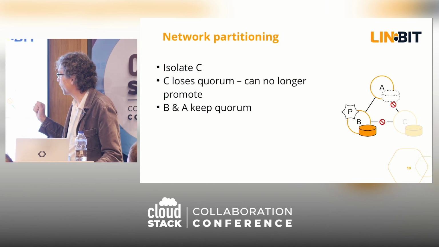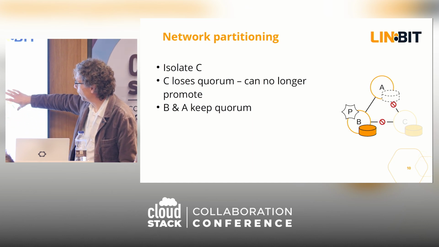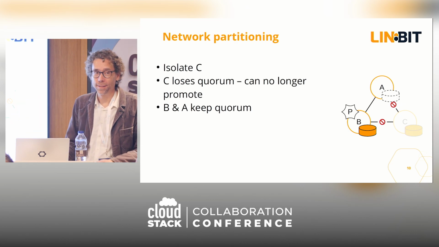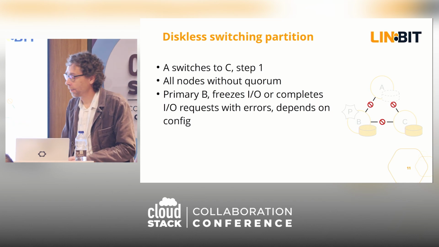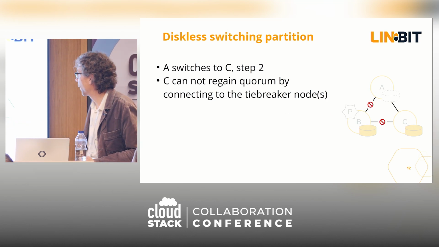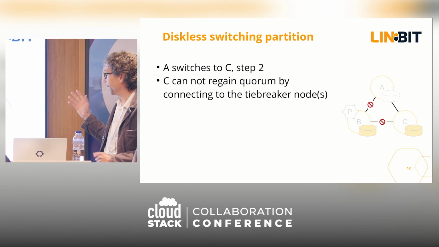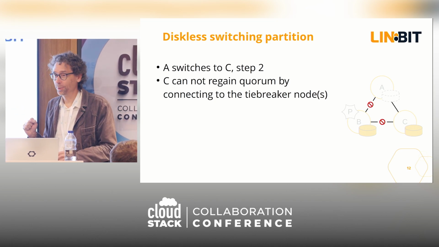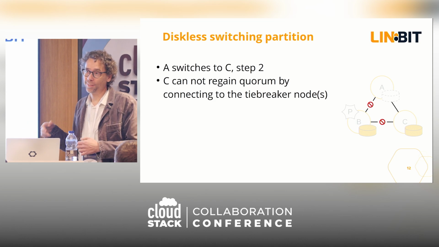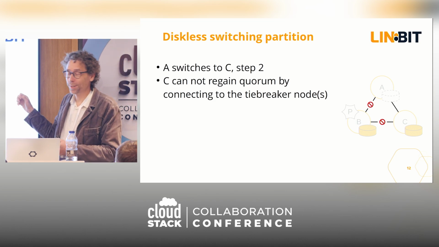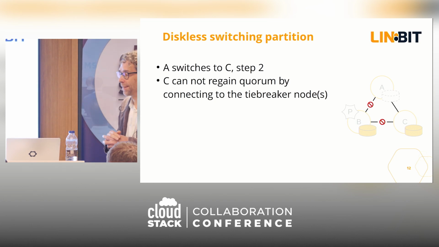And now, let's try what happens if out of this situation, we reconnect this A node to C. And that's a two-step process. I need to disconnect it from B. And then I connect it to C. But here, the algorithm has a special rule. It says, if a node has lost quorum, it cannot easily regain quorum by just adding a diskless node. So this is one way to phrase the algorithm.